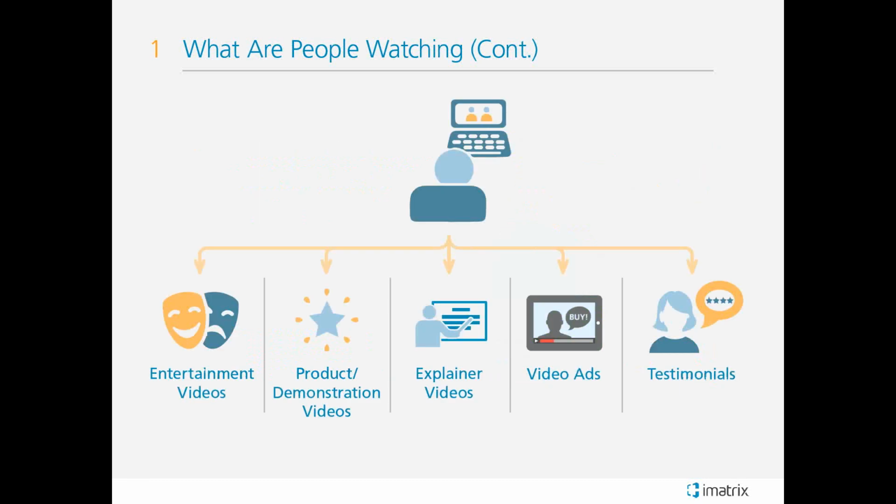What people are watching: a couple of different types of videos that people are watching here on the internet. Entertainment videos, product demonstration videos, explainer or how-to videos, video ads, and also testimonials for particular businesses. Online video encompasses a variety of different types. With the popularity of platforms like Netflix and Hulu, people are watching a lot of entertainment online, meaning things like TV shows and movies. They're also watching other entertaining videos like funny cat videos or other homemade or non-commercial videos.